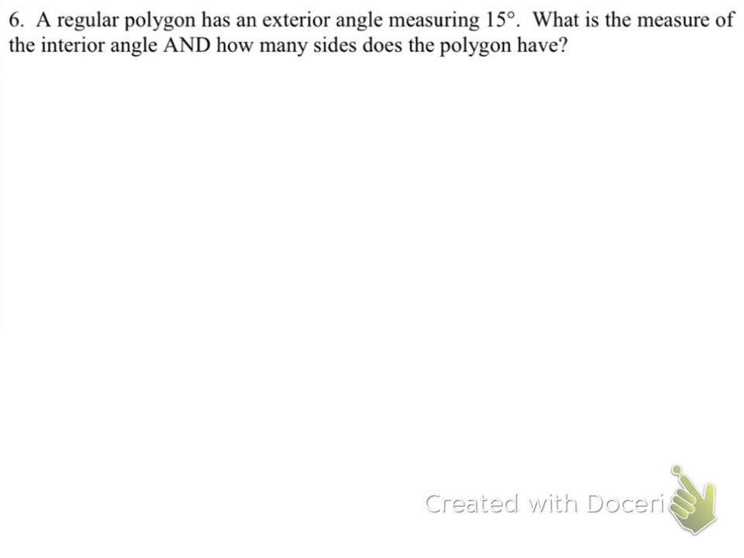Here we go. A regular polygon has an exterior angle. So this is a single exterior angle of 15 degrees. What is the measure of the interior angle? We'll get to the other part in just a second. So we want to know the measure of the interior angle. Here's what we know. We know that interior angles and exterior angles create a straight line when you put them together. So if I take the interior angle and add it to the exterior angle, I better get 180 degrees because they are supplementary with each other.